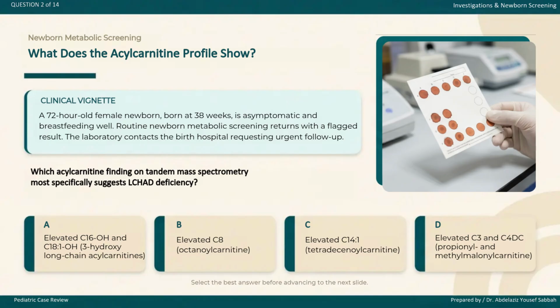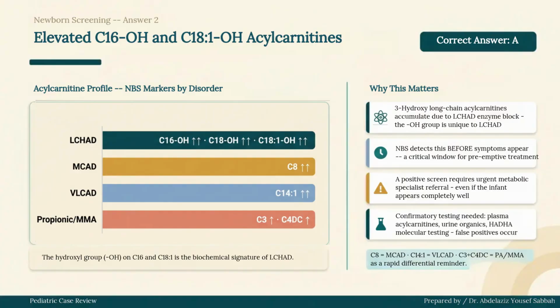Option A, elevated C16-hydroxy and C18:1-hydroxy, the 3-hydroxy long-chain acyl-carnitines. Option B, elevated C8, octanyl-carnitine. Option C, elevated C14:1, tetradecinyl-carnitine. Option D, elevated C3 and C4 dicarboxylic, propionyl and methylmalonyl-carnitine. The correct answer is option A, elevated C16-hydroxy and C18:1-hydroxy acyl-carnitines. The defining feature is the hydroxyl group on these long-chain acyl-carnitines.